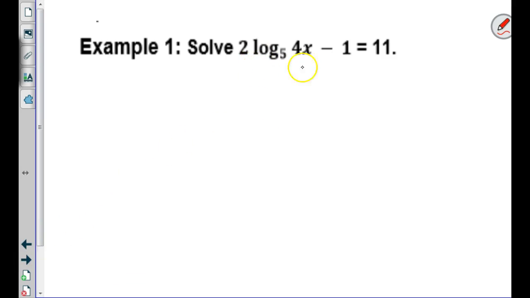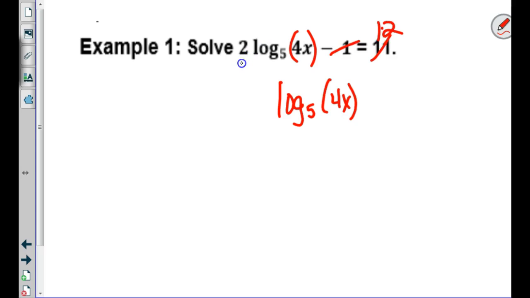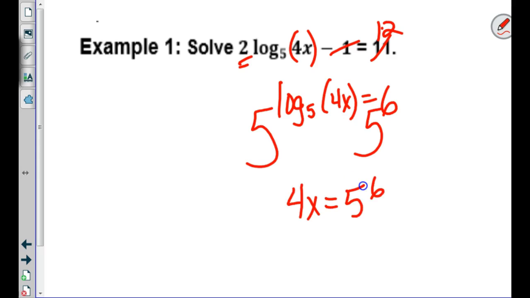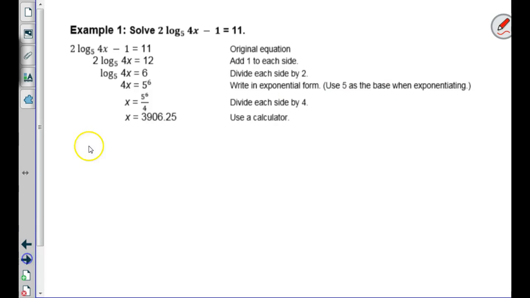This problem, algebra 1 first. Can anybody tell me real quick what the steps would be? We'd add 1 over here and get what? 12. And then we'd get rid of this 2, divide it and get 6. And then we would do this. So we'd have 4x equals 5 to the 6th, and then we divide by 4. Is that what they have on your paper? Okay, all done right here for you.